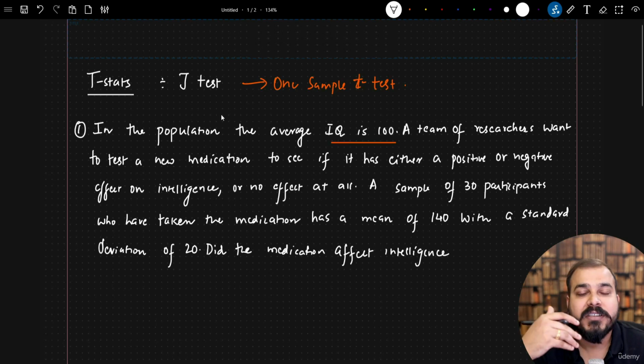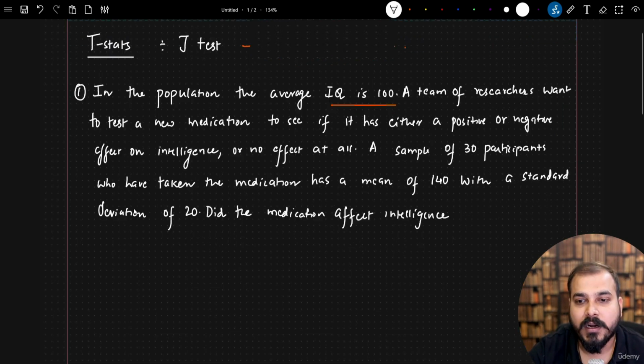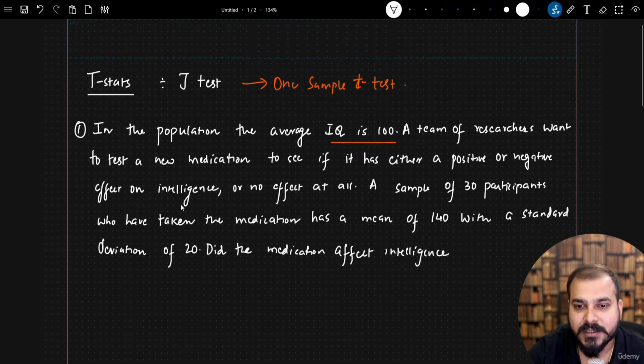But let's say if your population standard deviation is not given, then at that point of time, you can use t-test. So let's quickly go ahead and try to understand with this particular question. In this t-test, there is a problem which is called one sample t-test. We'll try to solve this, okay? And by this, you'll get an idea of how you can do analysis using the t-test.